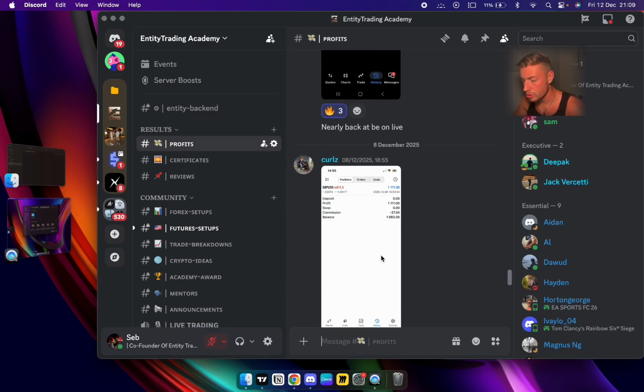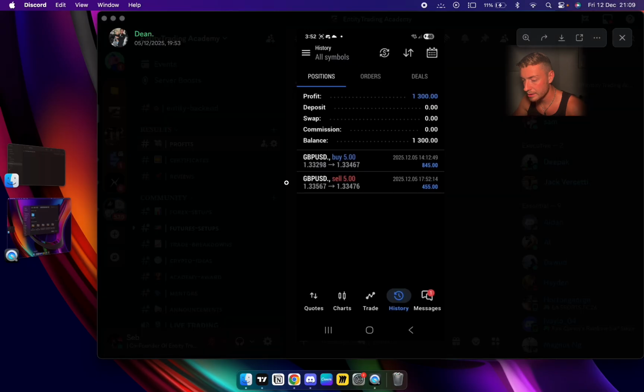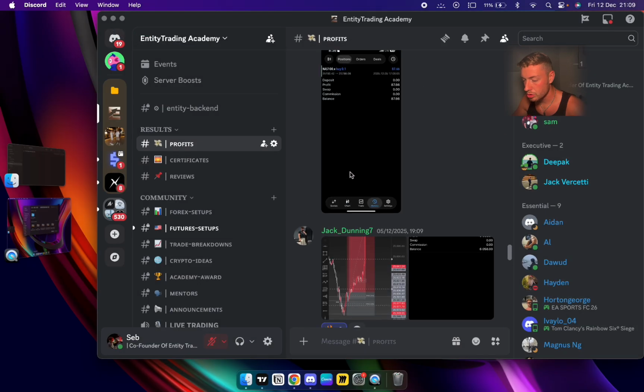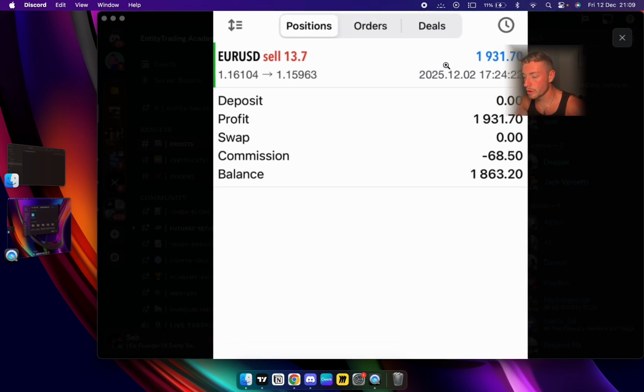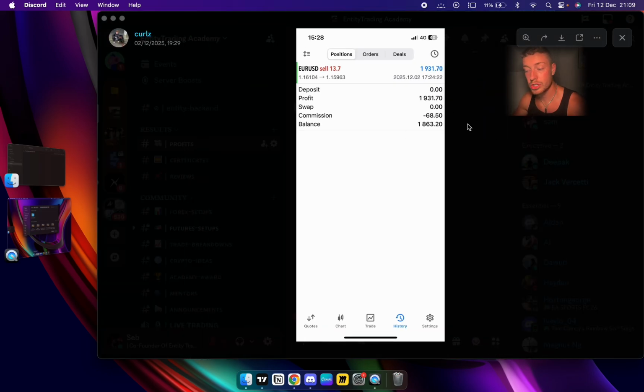So where is it, GU sell the other day, and more GU sells, and let me see where it is. Euro USD sell. So a few of our students actually got into it, which is good to see. We like seeing this. We do send all of our entries into the Discord as well.